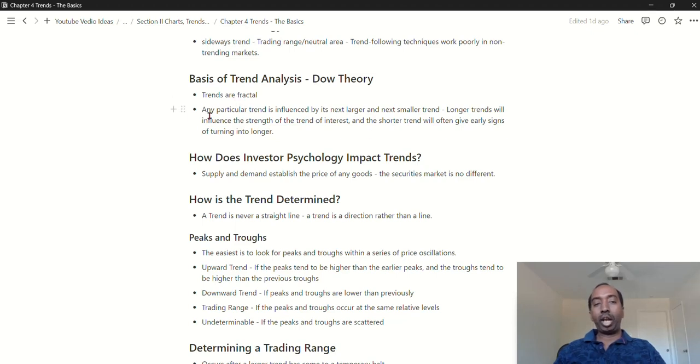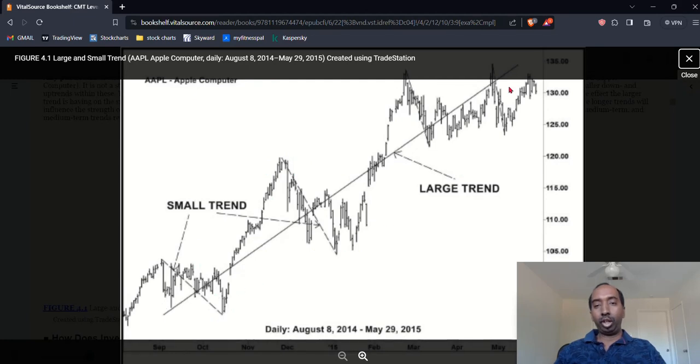Trends are fractal. Any particular trend is influenced by its next larger and next smaller trend. Longer trends will influence the strength of the trend of interest. The shorter trend will often give early signs of turning into the longer. Here we have a trend. In this trend, these are smaller trends, and this one is a longer trend. Always the longer trend supports the upward trend if it happens to be an upward trend. Otherwise, if it is a downward trend, then it's vice versa.